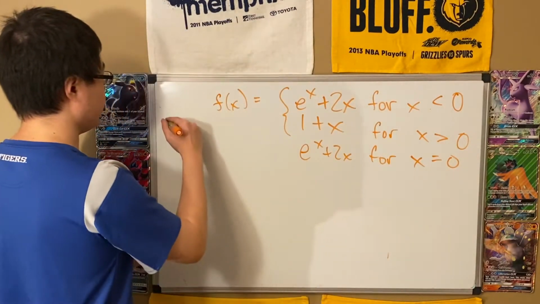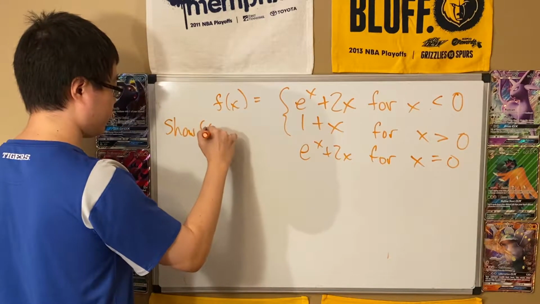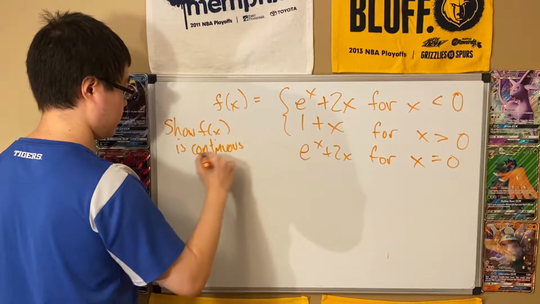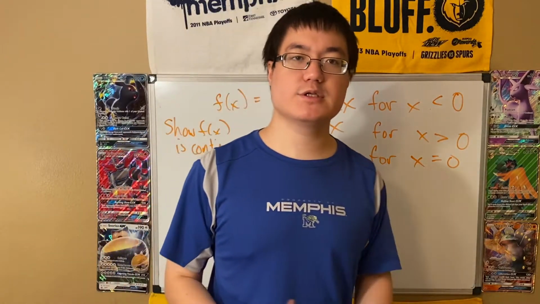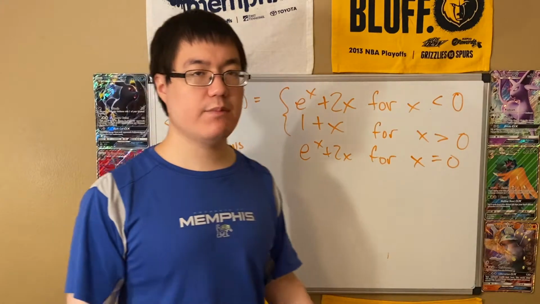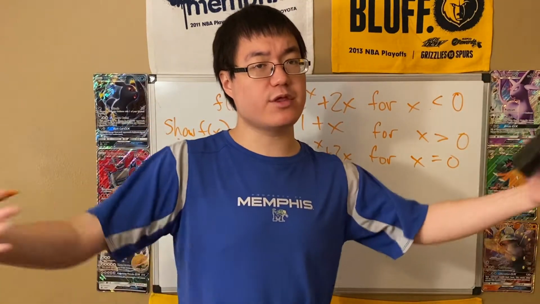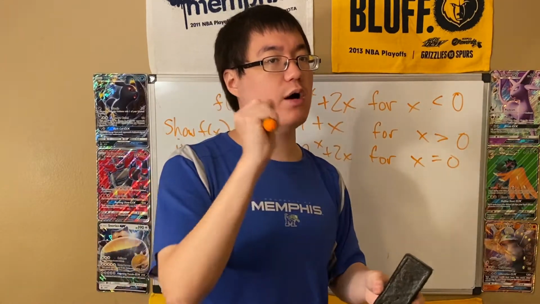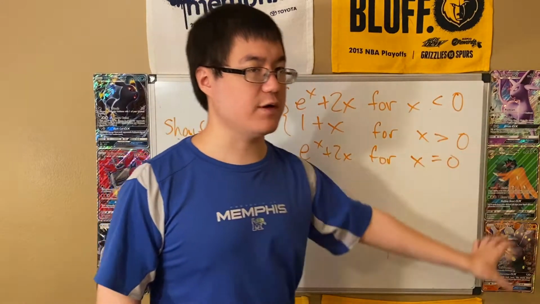So the question is, show f of x is continuous at x equals 0. And what people do is they immediately just find the left limit or the right limit, but that unfortunately is not correct, because remember the definition of continuous is you don't just care that the function is going towards the same thing. You also want to make sure that that thing is actually there. So the limit equals the function value.